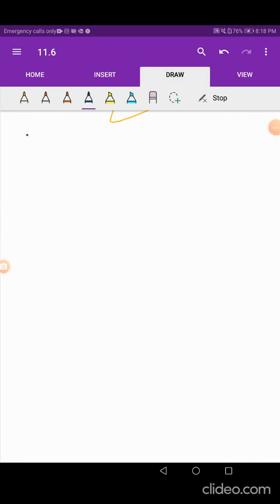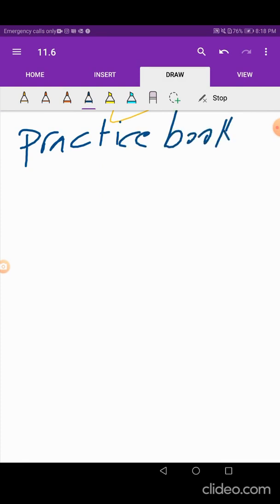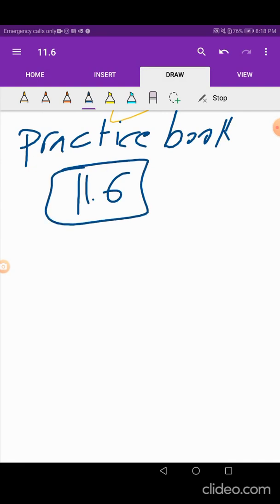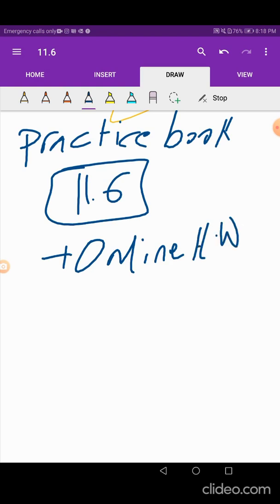Now please proceed to the practice book to solve page 11.6, solving subtraction equations. Also, you have an online assignment on Khan Academy. Please make sure to submit it before the deadline.